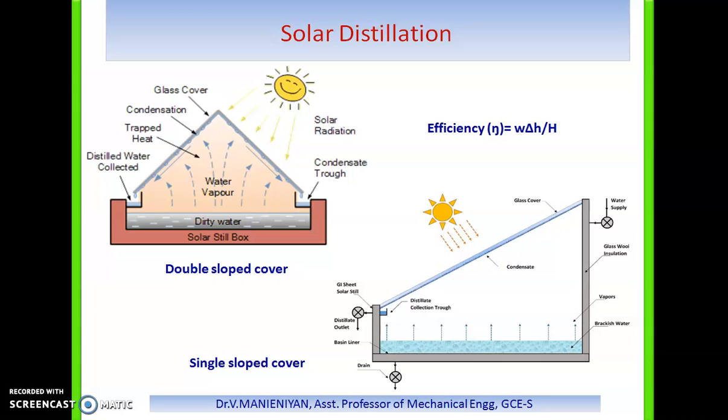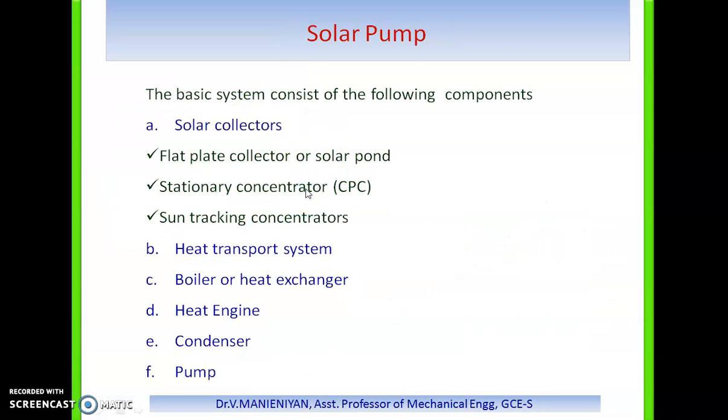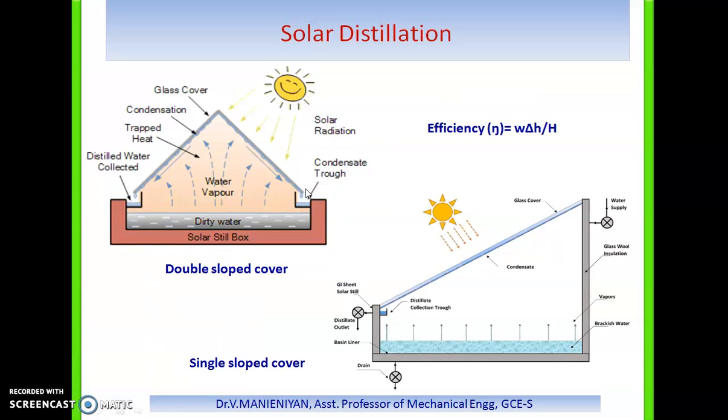Normally the solar still may provide up to 15 to 50 liters per day for a 10 square meter area. By increasing the collector area, the output of pure distilled water can be increased. It can be used for distilled water.